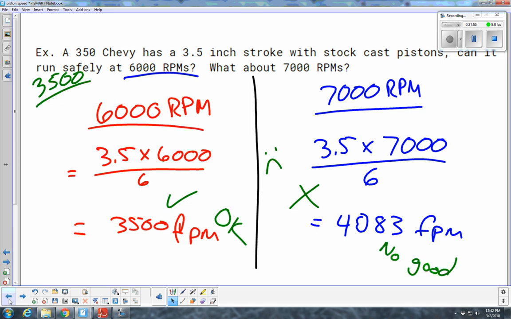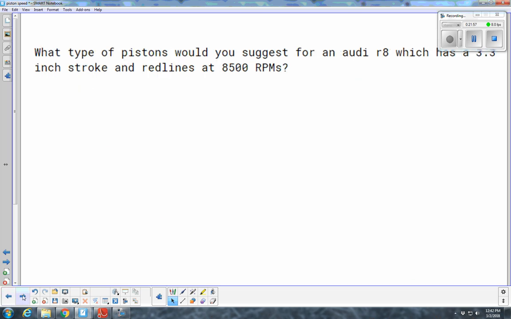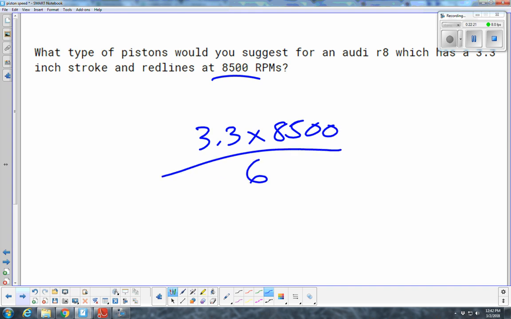It has a 3.3-inch stroke, but it can rev up to 8,500 RPMs. So what kind of pistons better be in this thing? Let's find out. 3.3 times 8,500 divided by 6 gives me 4,675. So they better put forged pistons in it. That's feet per minute.